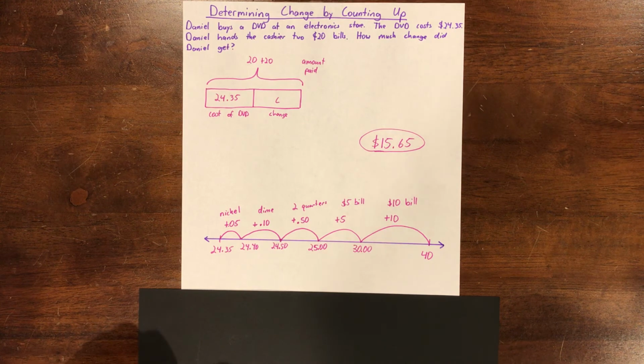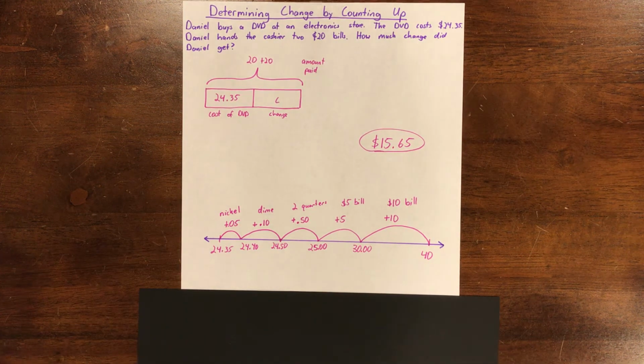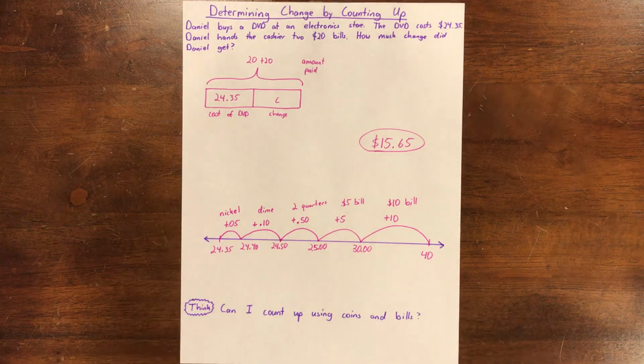Okay, so as you're working today, what do you think you're going to want to ask yourself to help you be successful with these problems? Go ahead and say it out loud. Yeah, you probably said something like, can I count up using coins and bills? That's one great strategy you can use when you're trying to figure out how much change we need to find from a problem.